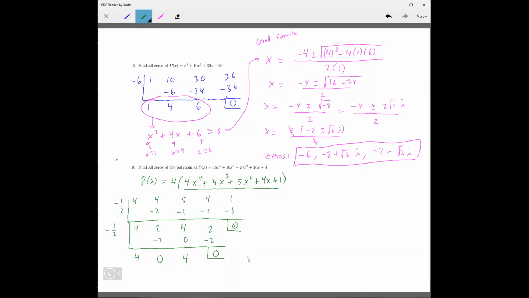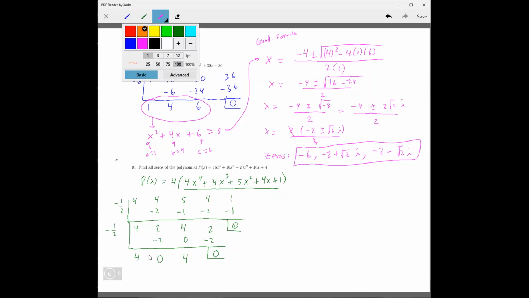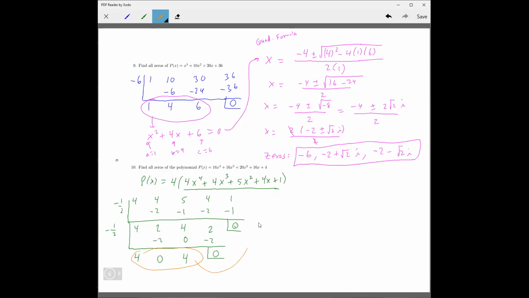So now, to find the remaining 2 zeros, we use this piece right here. That's 4x squared plus 4. And here we can factor a 4 out. So we're just looking at this part right here. And we've done this before. This is plus or minus i. Okay, so the zeros are going to be negative 1/2 appears twice, so you have to put 2 of those in the answer, and then i and negative i, like that.